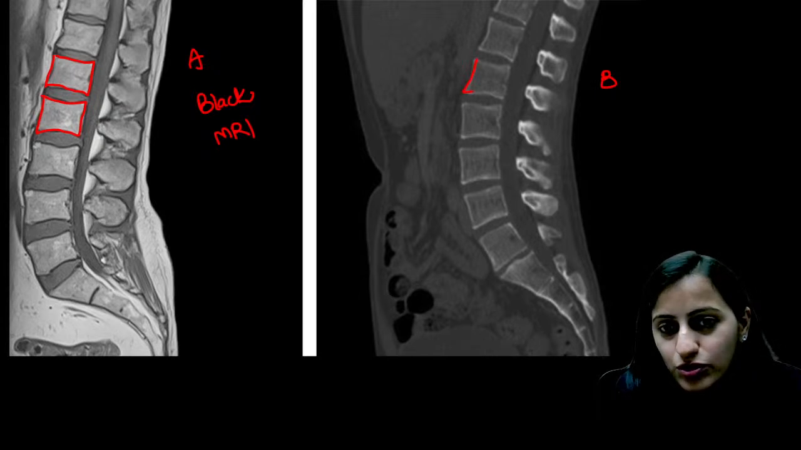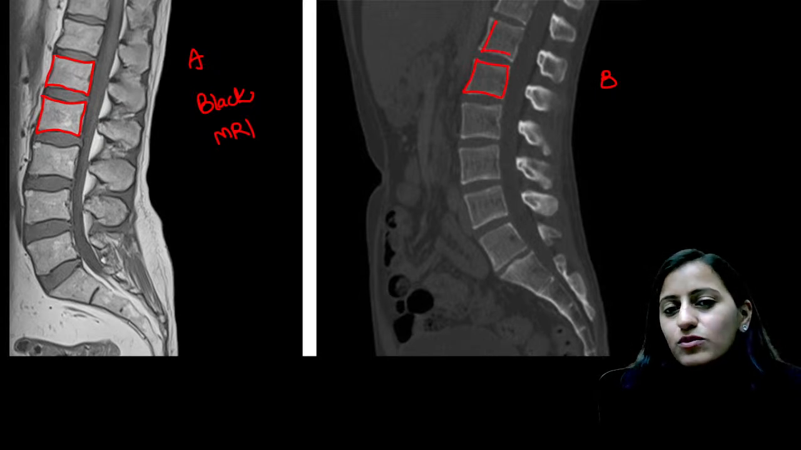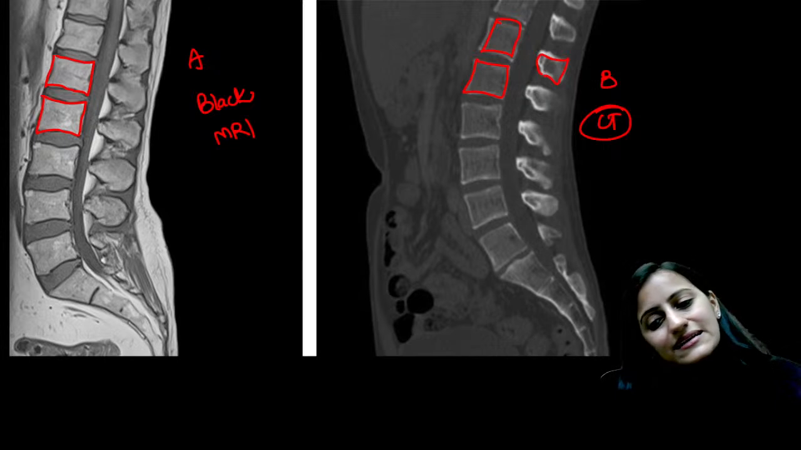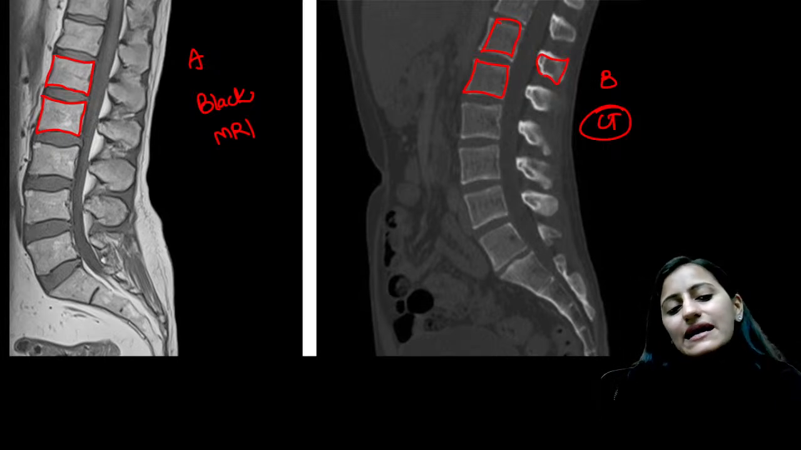Here, look at the bone cortex, the white lining of the bone. This is the posterior element, the white. This is a CT scan. So this is MRI and this is CT scan.